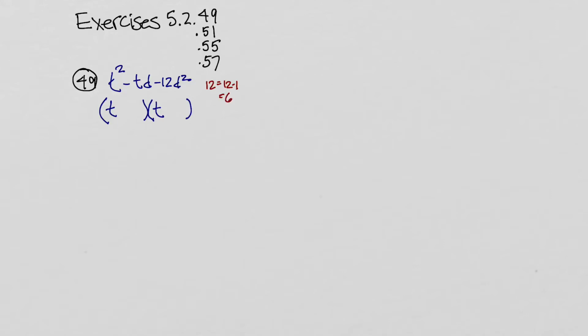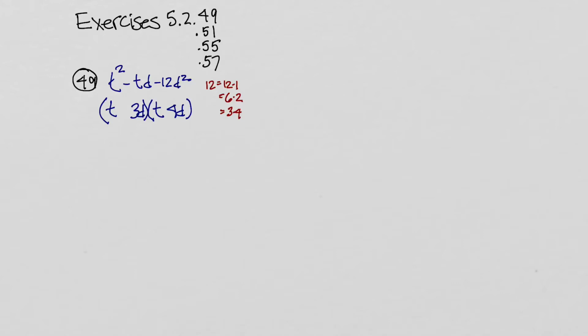Cut in half and double. How about 6 and 2? That doesn't work. Cut in half and double. 3 and 4. 3 and 4 will give us a 12, and when I subtract them, I'll get a 1. So let's put in a 3 and a 4, and this last term has a d squared in it, so we're also going to need to add in a d and a d, right? The 3d times the 4d will give us a 12d squared.